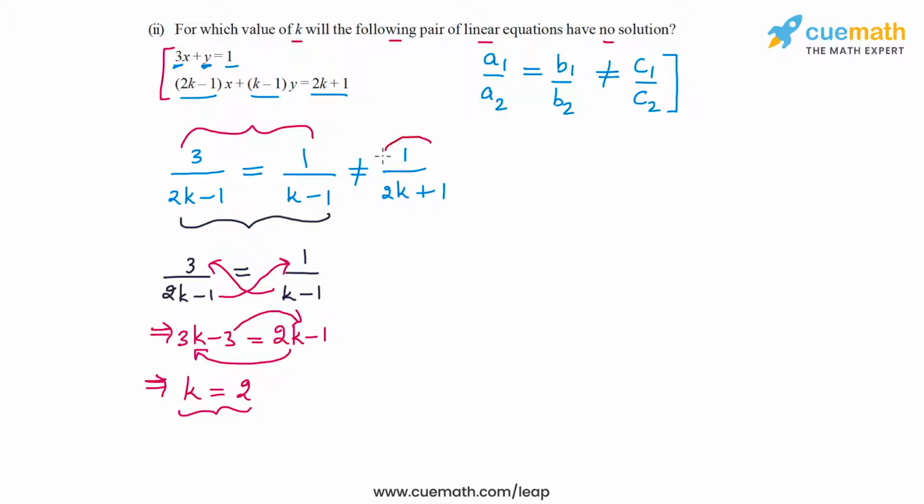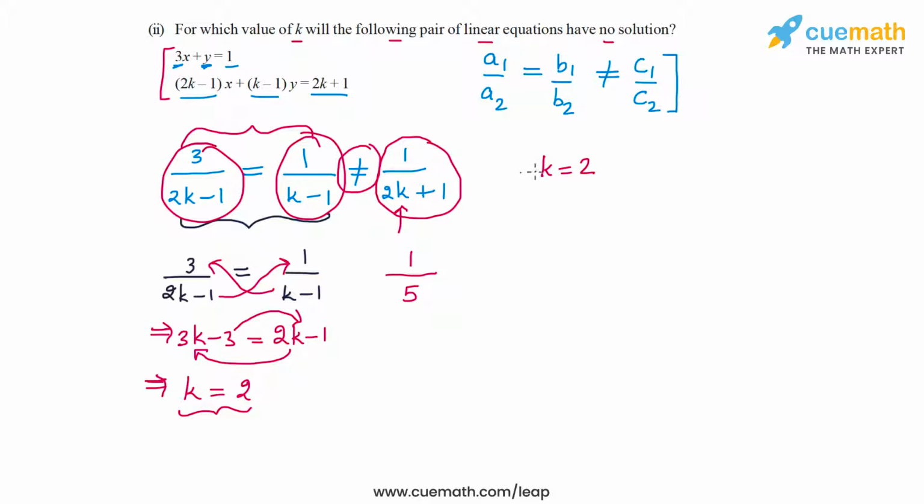And what is the value of the third ratio for k equal to 2? Well, if we substitute k equal to 2 in the third ratio, we get 1 by 2 times 2 or 4, 1 by 4 plus 1 or 1 by 5. So for k equal to 2, we find that the third ratio does satisfy this inequality. So for k equal to 2, we get a1 by a2 is equal to b1 by b2, and these two ratios are not equal to c1 by c2. So k equal to 2 is our answer. For k equal to 2, the given pair will have no solution.